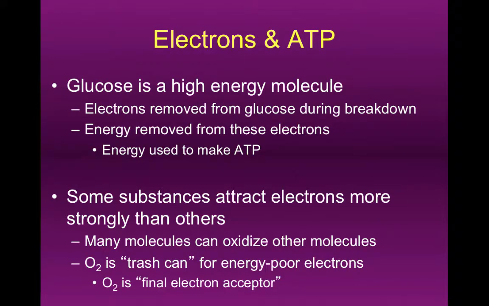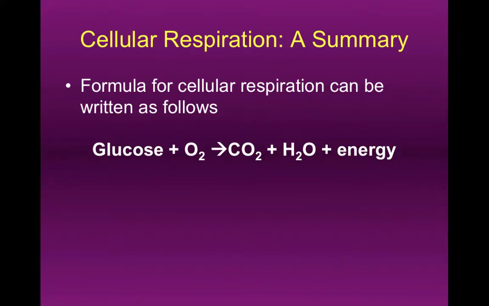Eventually, the very last one in line, at least in terms of aerobic cellular respiration, is oxygen. Oxygen is the one that likes electrons more than anybody else. It is what we call the final electron acceptor, and that is the case only when we're dealing with aerobic cellular respiration. So our overall equation for aerobic cellular respiration is this: we take glucose and oxygen, and we create CO2, water vapor, and energy.